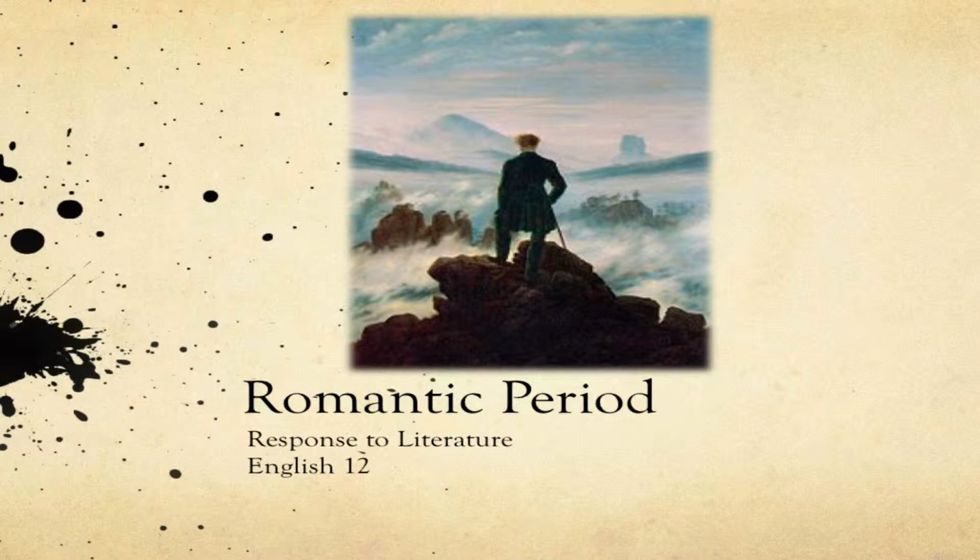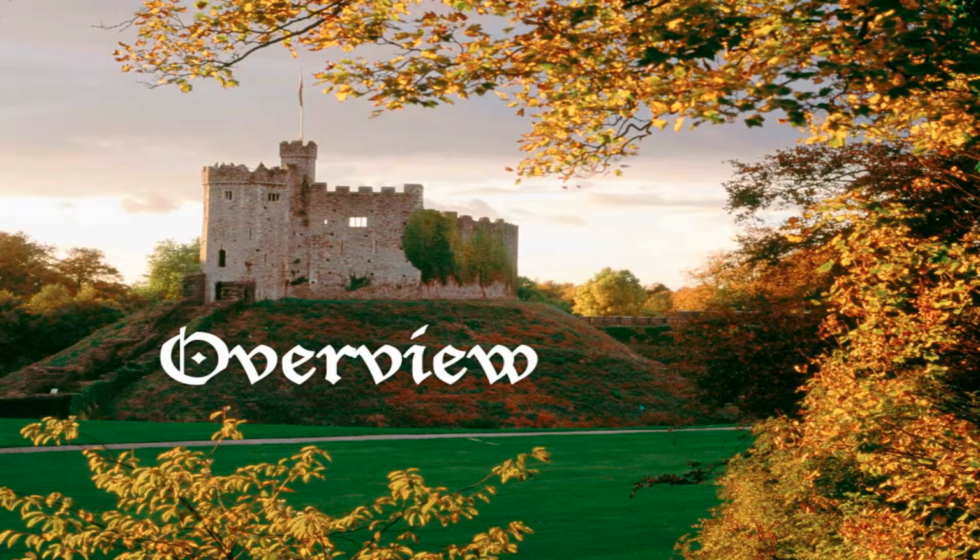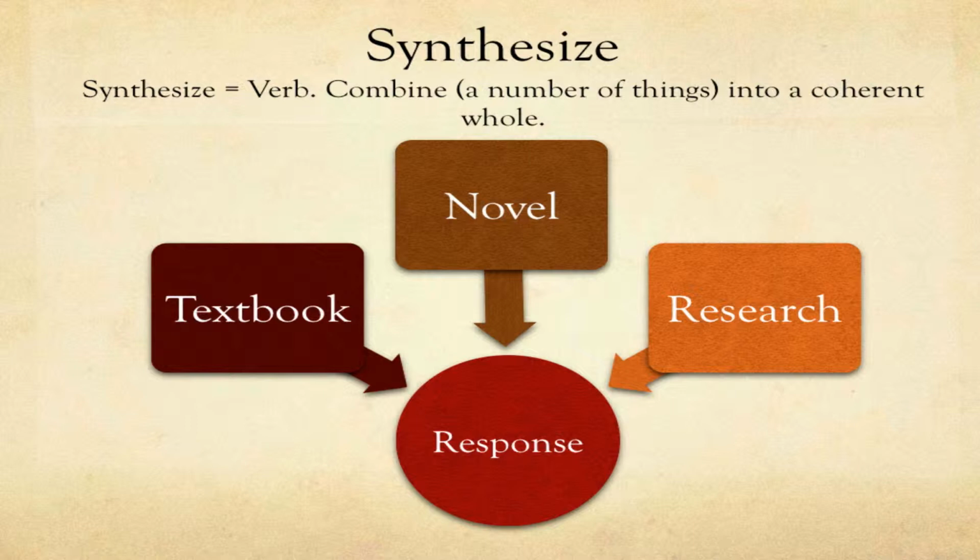So what you're doing is responding to the text or the novel that you read. You'll be responding to Frankenstein. Now, what I'm asking you to do is something called synthesize. Synthesize is when you take more than one element and you put them together into one coherent whole.